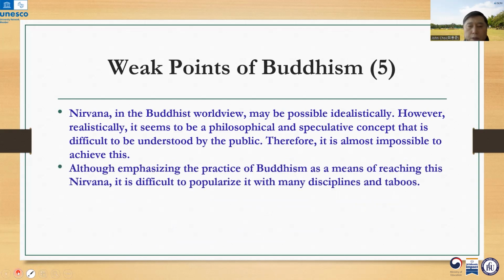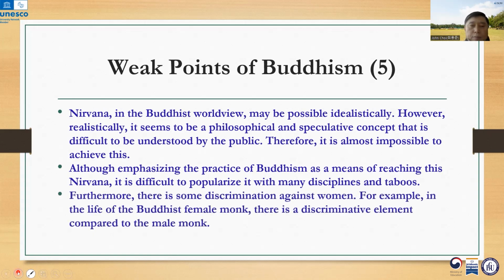Although emphasizing the practice of Buddhism as a means of reaching this nirvana, it is difficult to popularize it with many disciplines and taboos. Furthermore, there is some discrimination against women. For example, in the life of the Buddhist female monk, there is a discriminative element compared to the male monk.